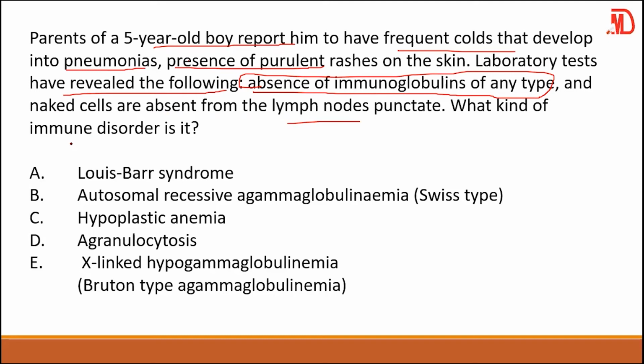And over here, we are looking at Bruton's agammaglobulinemia. English is difficult though, but it's well.